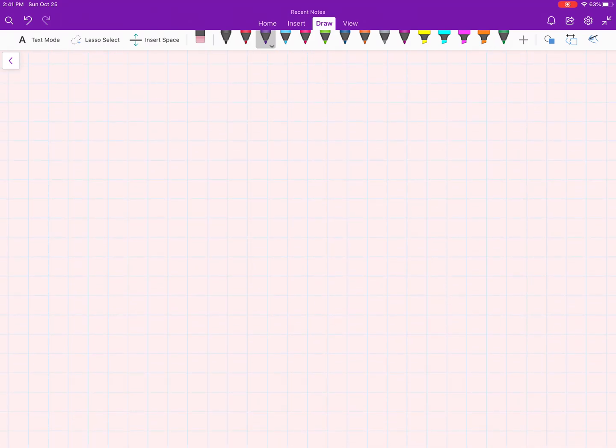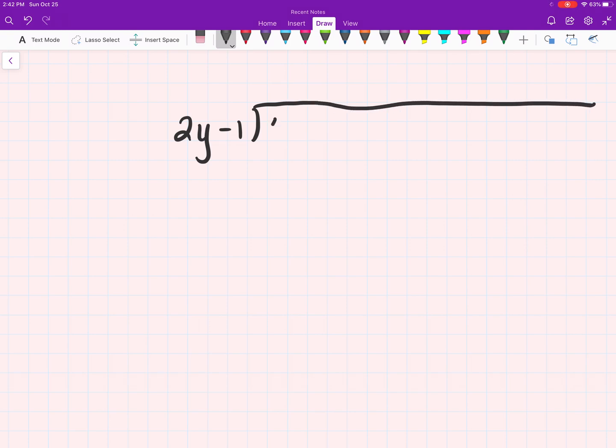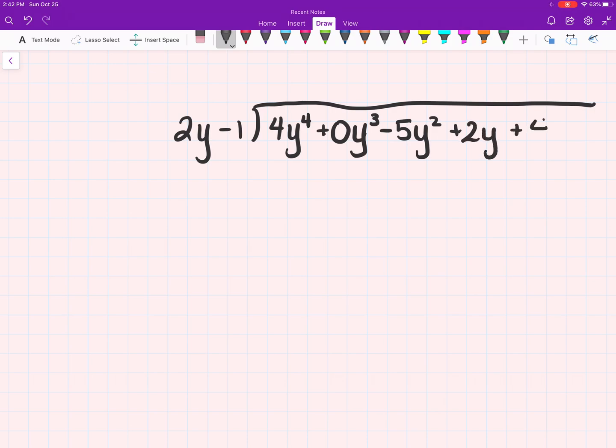Let's do another one. Number 4 is 2y minus 1 on the outside, and on the inside, now this is what you have to watch for. Okay, it starts with 4y to the 4th, and then it skips to y to the 2nd. So I'm going to put in that there are no 0y to the 3rds. We want each exponent represented there. Then we're going to go to the minus 5y squared. The next thing that should show up is just a plain old y, and then a plain old number. Anything that's missing, we have to put that 0 in there.